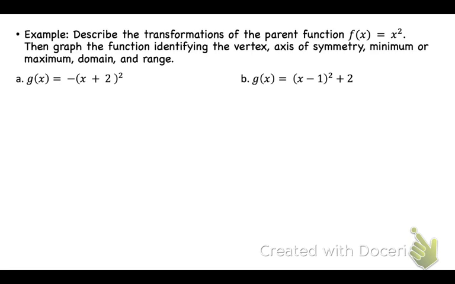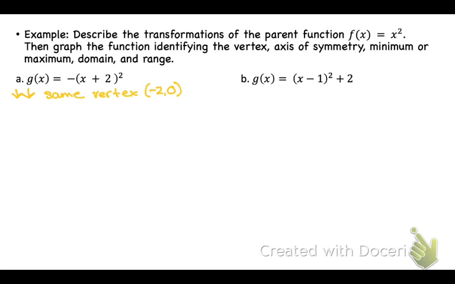Okay, does it open up or down? Down. So it opens down. How did you know, Carson? It's negative. Is it wider or narrower or the same? It's the same. How do you know? There's a 1 there. Okay, what's the vertex? Negative 2, comma, 0.